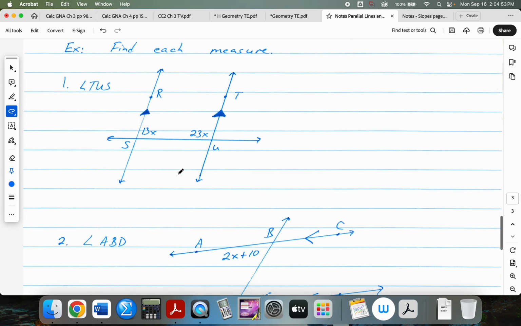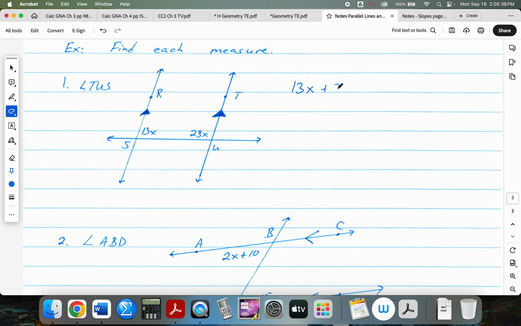So let's take a look at some example problems. So on this one, it asks you to find the measure of angle TUS. When you look at these two, the first thing I need to do is go, okay, what type of angle, if any, are these two angles? Someone started to say, I didn't hear it. Same side interior angles. Remember, the one that starts with S is the one that's supplementary. So these two angles need to add together to be 180.